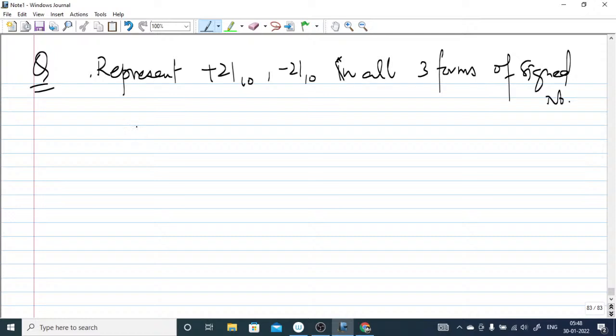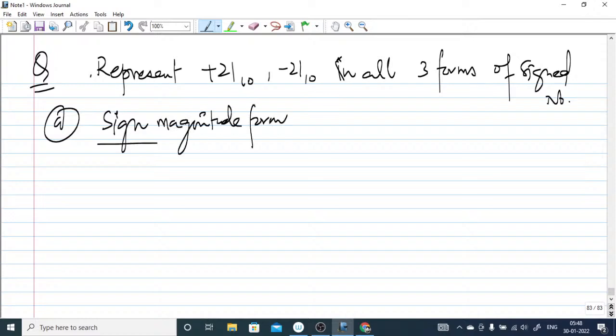So you have got signed number representation of three kinds. The very first is sign magnitude form. As I said in the note itself, all the positive number representation will be the same for all. So the sign magnitude form of plus 21, base 10, is positive, and 0 represents positive here.